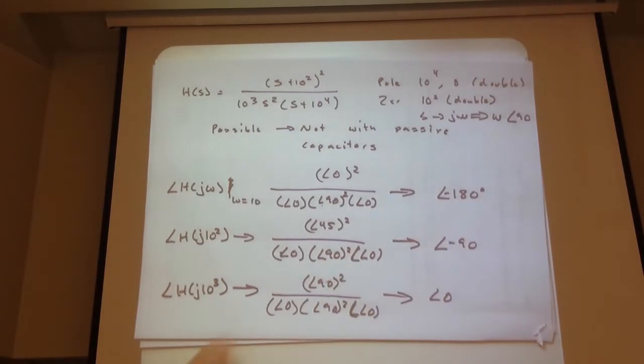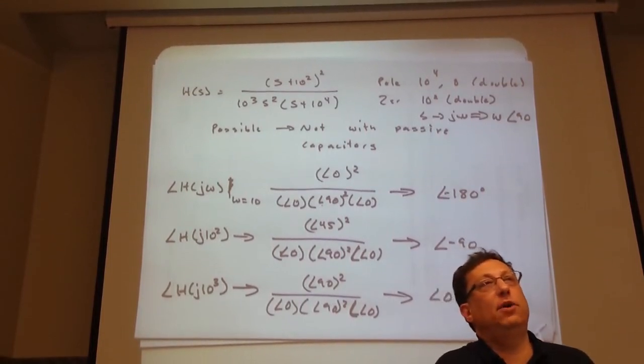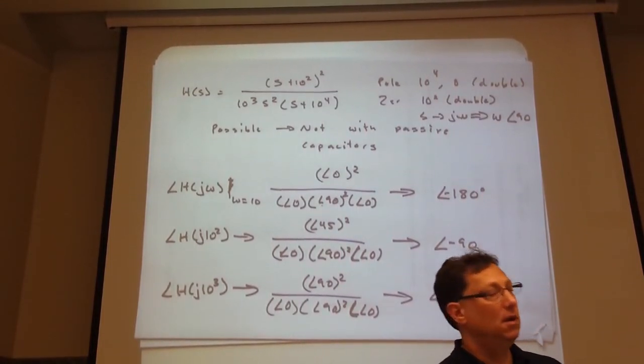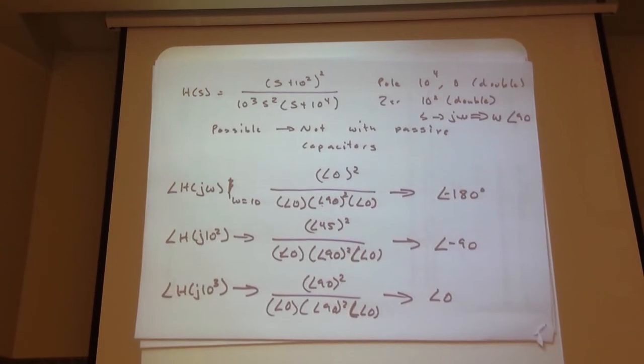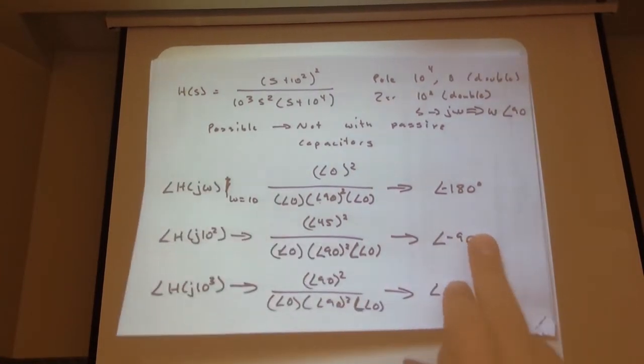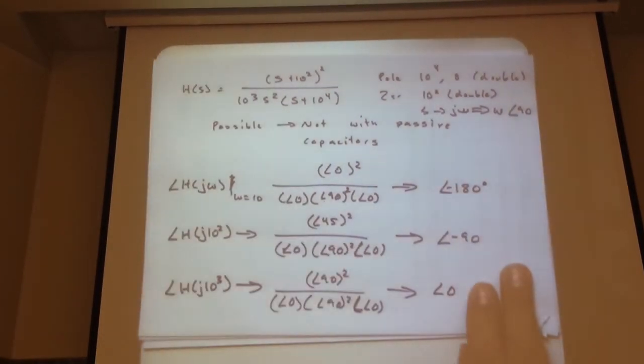You can step through the various angles and find out what the phase is at each decade. That's a reasonable thing to do in our problems. In the more sophisticated problems where you have tons of poles and zeros, you're not going to do it by hand anyway. So this is the only type of problem you do by hand.